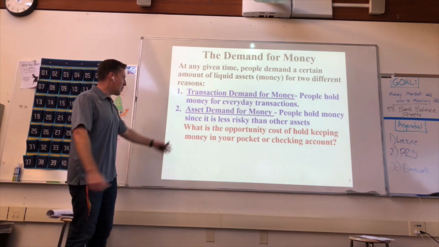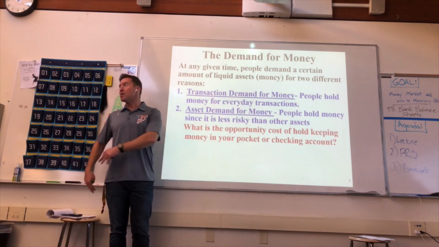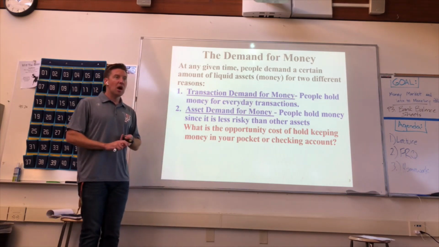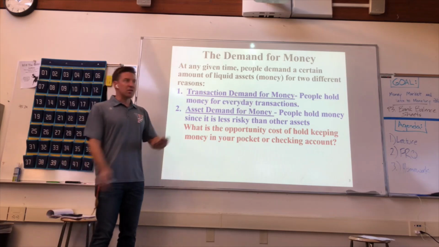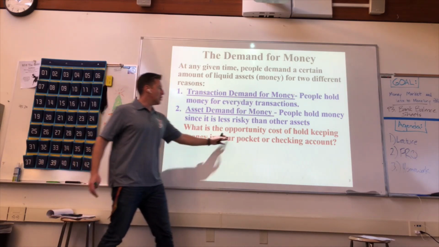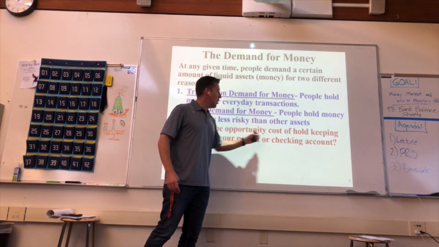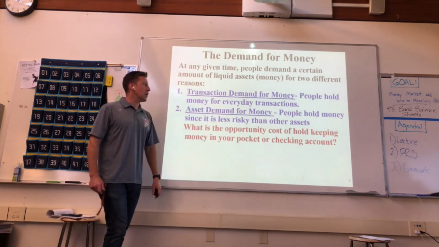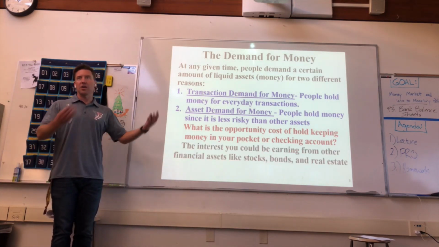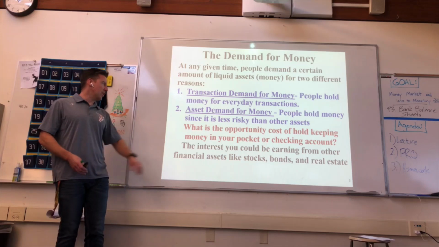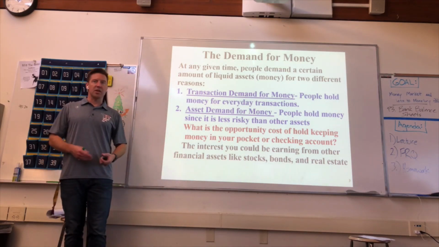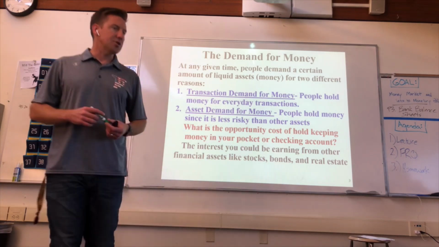Boom! The opportunity cost is not collecting interest. If I've got money in my pocket, my money's not working for me. But if I invest my money in stocks or bonds or real estate, a mutual fund, that money is going towards something. Currency and checkable deposits both count as M1 money. They don't collect interest, and so my opportunity cost is any interest I'm giving up. That's the interest you could be earning from other financial assets like stocks, bonds, and real estate. That's what I'm giving up when I'm holding cash.